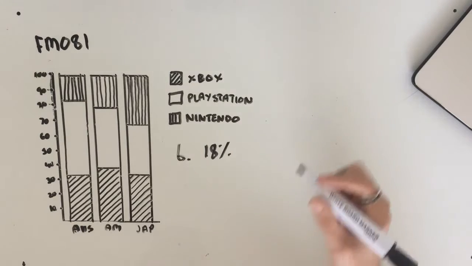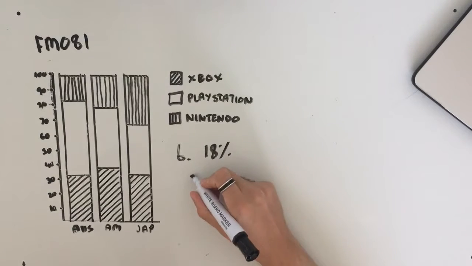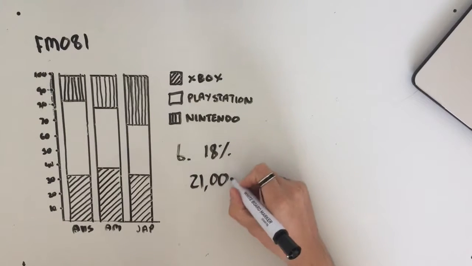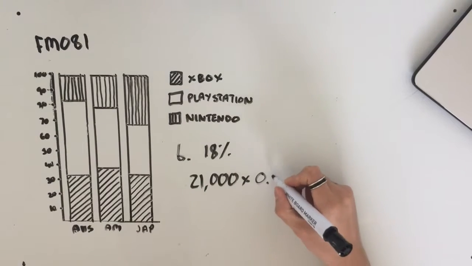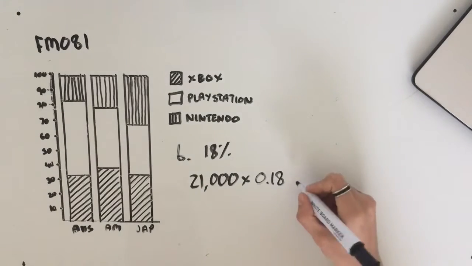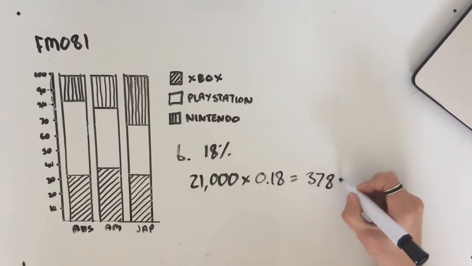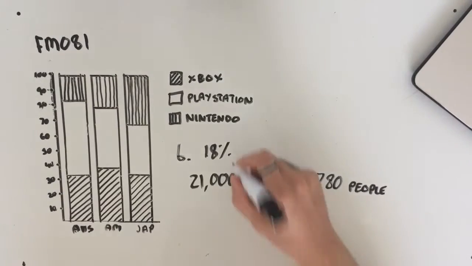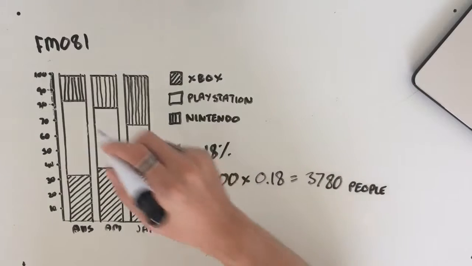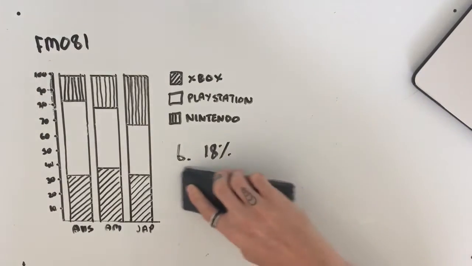If the group sample in Australia was made up of 21,000 people, we need to find 18% of that. How we do that is 21,000 times, convert 18% to a decimal, 0.18. And that is going to give us an answer of 3,780 people. Since 18% of the 21,000 preferred Nintendo, that ends up being an exact value of 3,780 people. And that's your answer for part B.